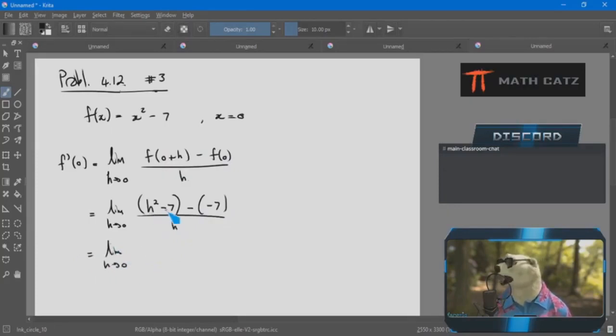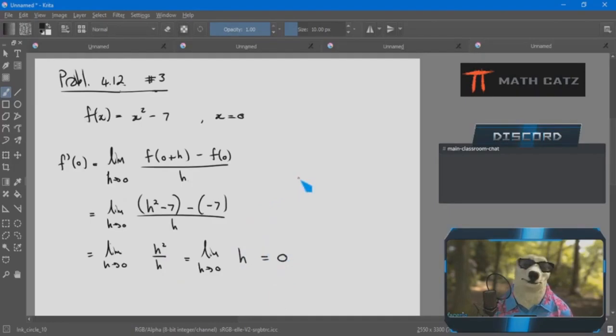I'm still busy cleaning this up before I can really see what's happening here. I get an h squared minus 7 plus 7, so h squared over h. I'm just actually going to do it in one line because they're so short now. Save some space so I can see the whole thing. Then I can cancel some h's, 2 h's at the top, 1 h at the bottom, so I have an h left. And h is a polynomial in h, so when h goes to 0, this whole thing is 0.